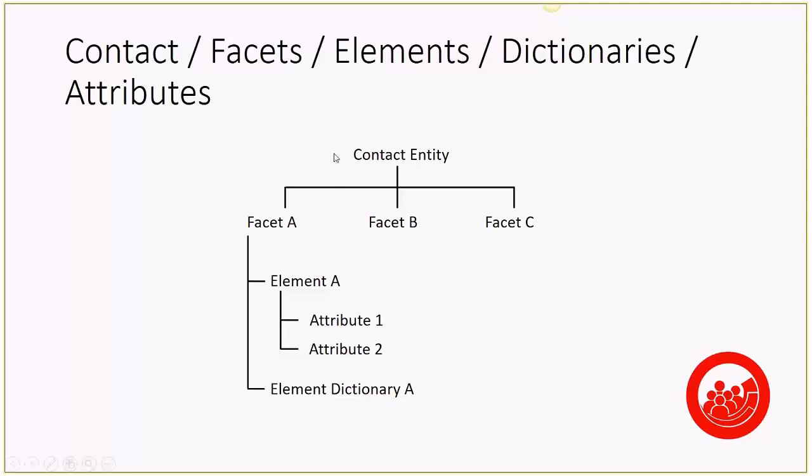So we have the contact entity on top. You can probably think of a contact entity as a specific user. So for this user, you can have different facets. A facet you can say is like a class, right? A sort of grouping of information. So facets can have subclasses, like elements. So elements can hold attributes, which are the ones that we actually save values in.